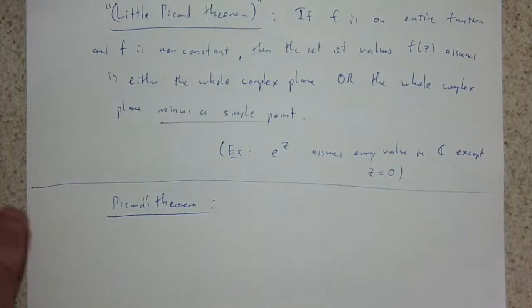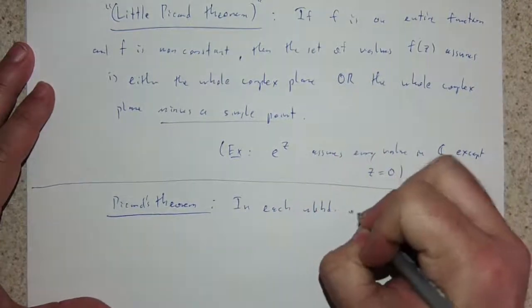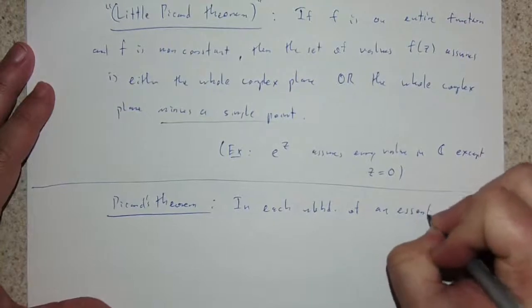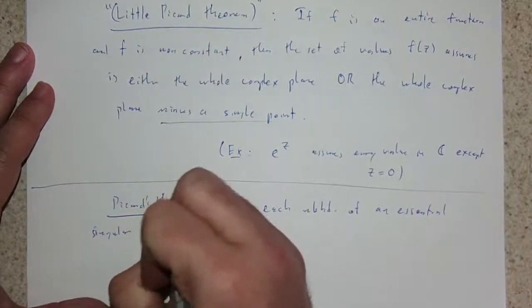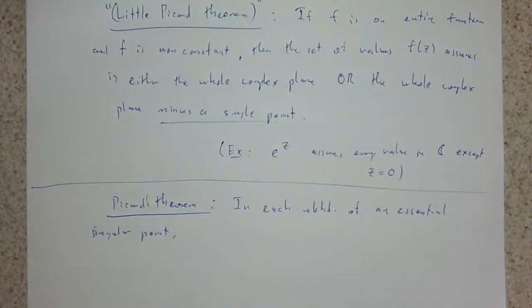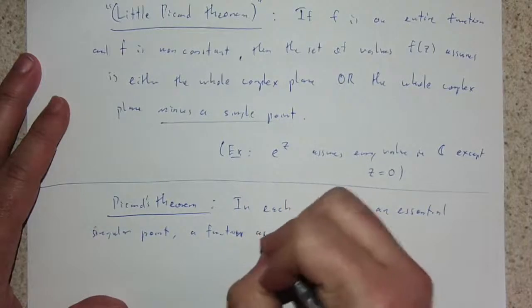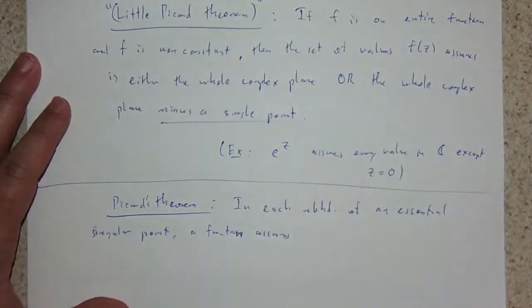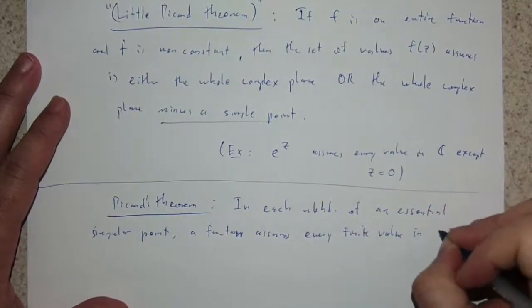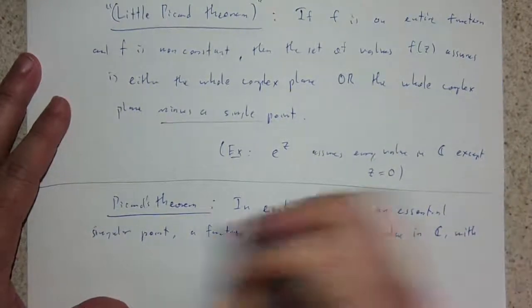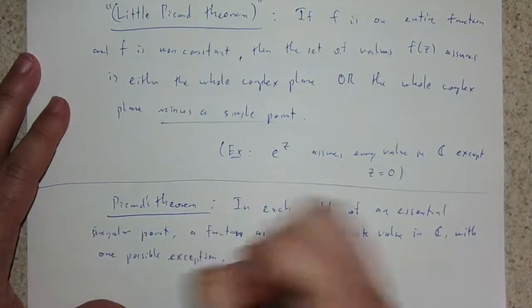In each neighborhood of an essential singular point, a function assumes every finite value in C, with one possible exception, infinitely many times.